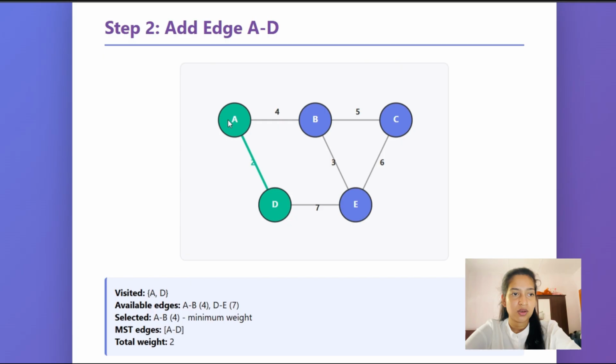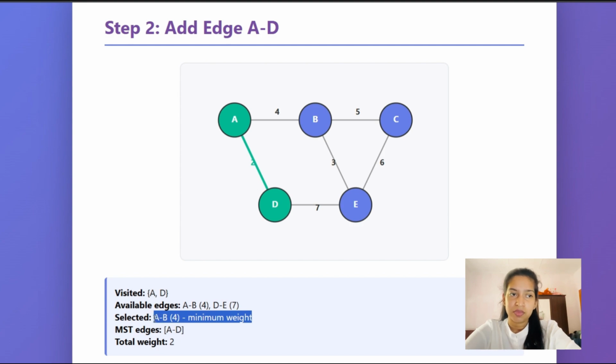Our visited set now contains vertices A and D. From these two vertices, what edges can we explore? From A, we can still go to B with weight 4. From D, we can go to E with weight 7. So our available edges are A to B with weight 4 and D to E with weight 7.